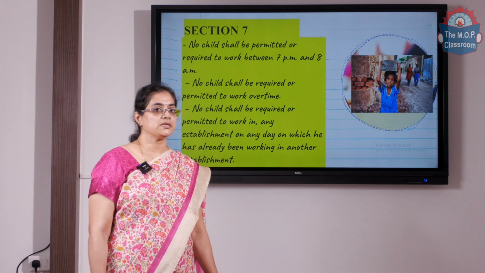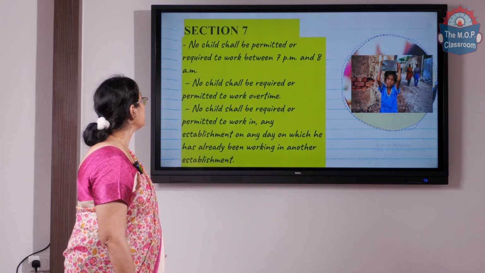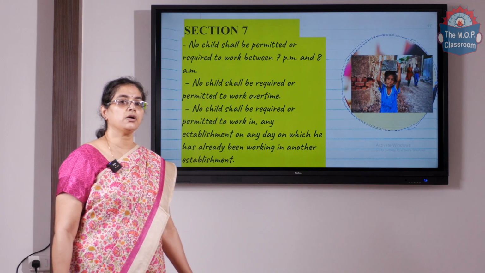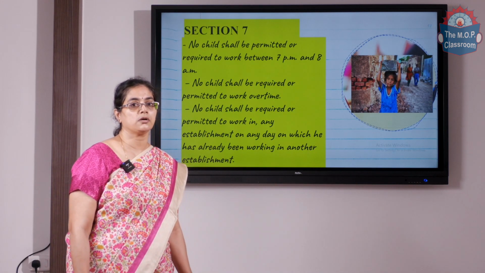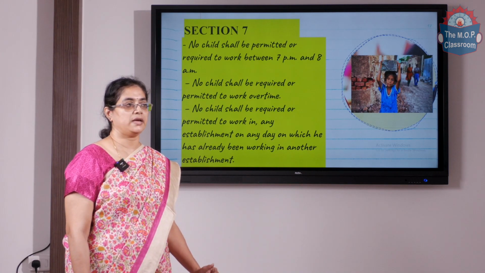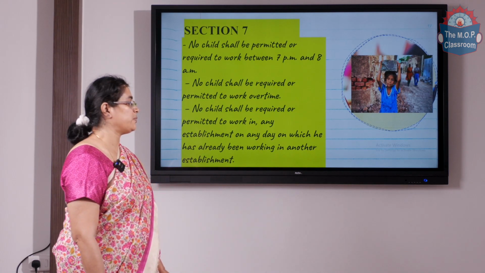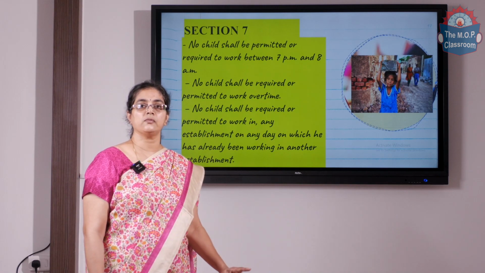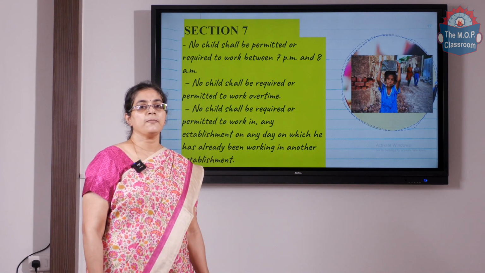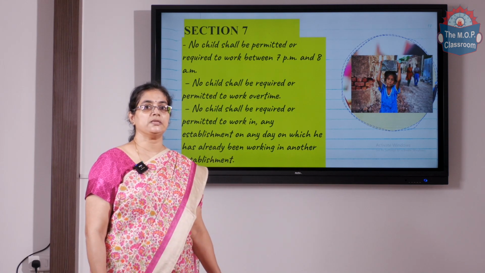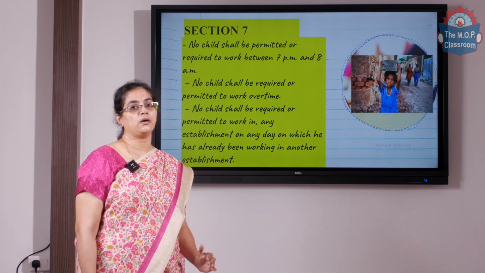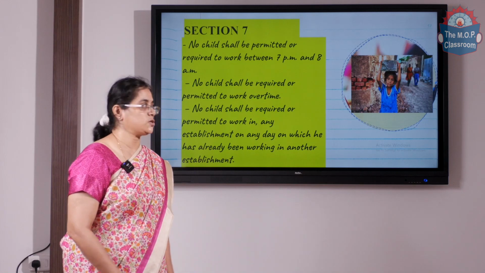The other provisions stipulated under Section 7 state that no child should be permitted to work any time between 7 p.m. and 8 a.m., which means a child cannot be allowed to work a night shift. No child will be permitted to work overtime, and no child will be permitted to work in any 2 factories at the same point of time on different shifts, which means on any one day a child is allowed to work only in one establishment.